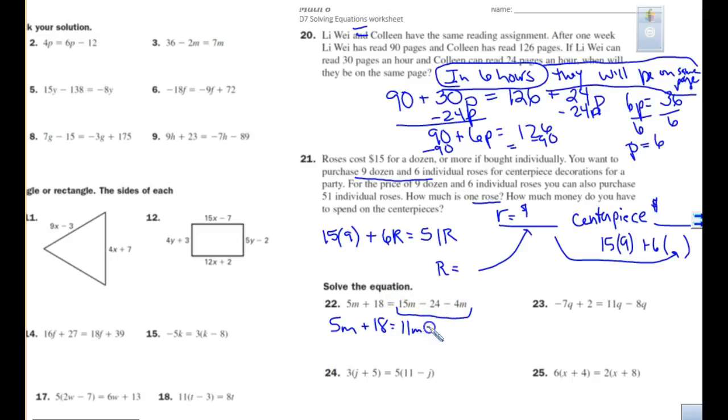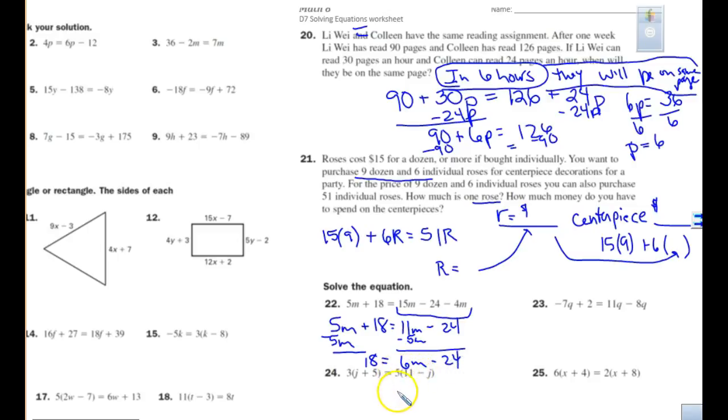11m minus 24. Sage, I now want to get all the variables on one side, and I want to subtract my smallest variable. Which one? 5. So I'm going to subtract 5m on both sides. When I subtract 5m, at this point I have some people doing their variables too. The only thing is that I sometimes have people make a mistake on which number they're subtracting. So my hint is keep this as 18 equals, in this case, 6m minus 24.